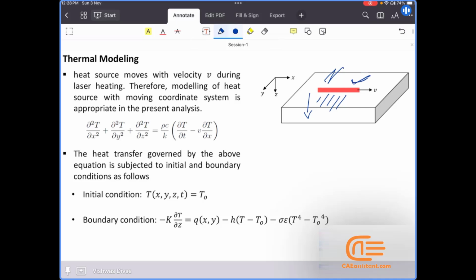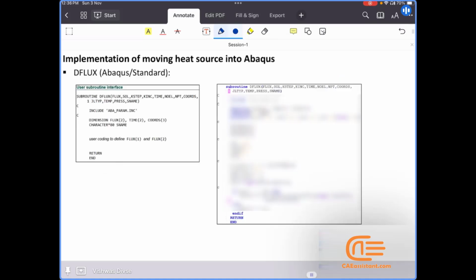So for accurate modeling, I should consider this 3D heat equation, so that my temperature is a function of, and that too transient, it's not a steady state. So my temperature will be a function of x, y, z and time. Because it is moving, the whole process is dynamic with time.